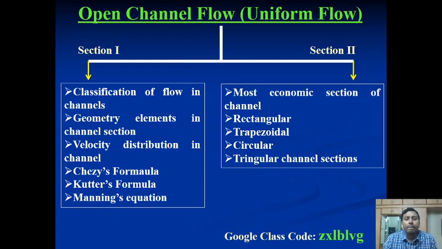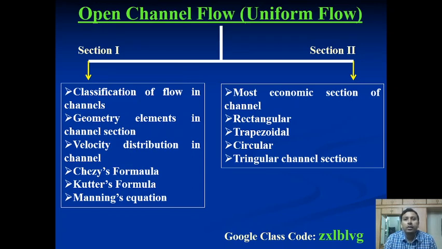In Section 1, we are going to learn about the classification of flow, because it is important to understand open channel flow in uniform flow through the classification of the different types of flow. Second is the geometric elements in the channel sections. Third is the velocity distribution in the channels. We identify this velocity distribution initially with the help of Chezy's formula, where we will derive the equation for the velocity. And this velocity equation we use in the continuity equation.